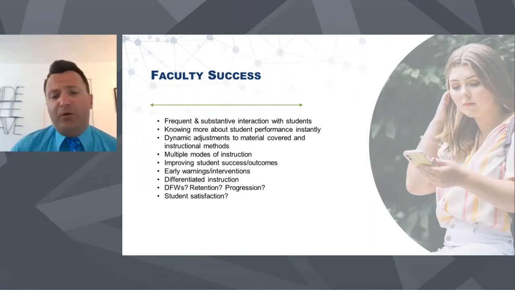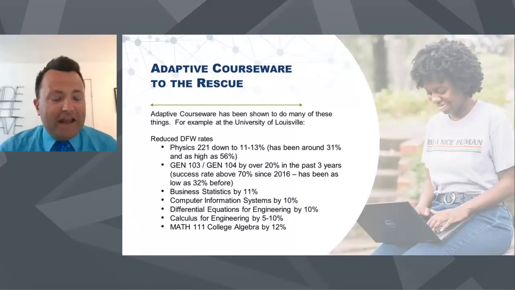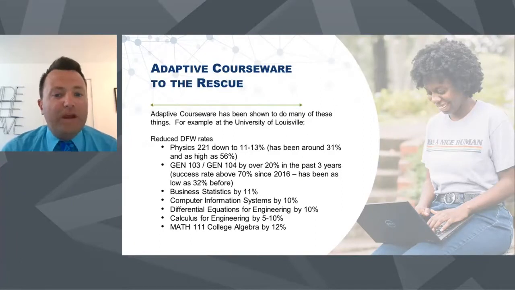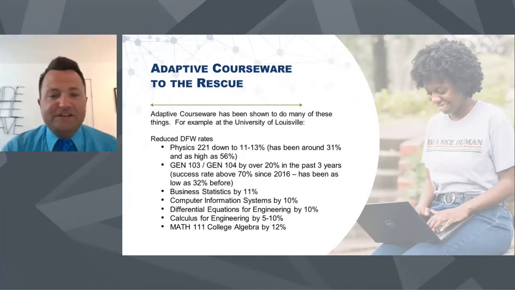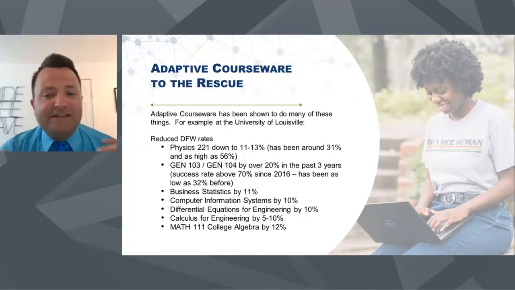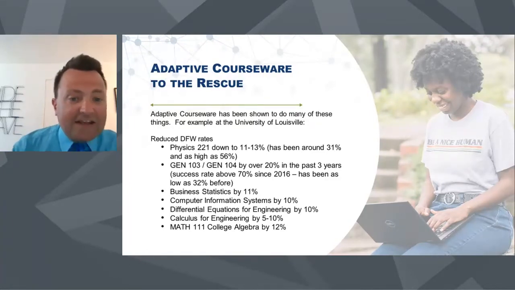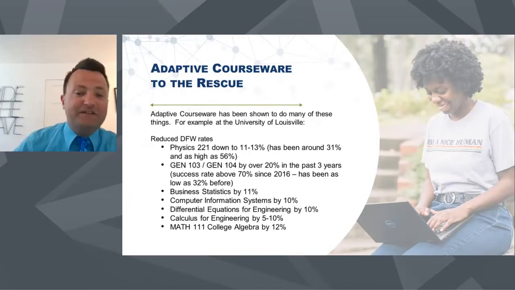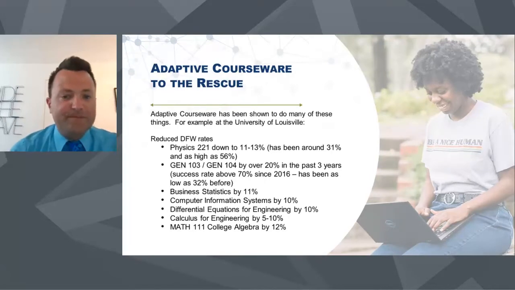But specifically, I want to talk today about how we have looked at improving student success through adaptive courseware. In particular, at the University of Louisville, we have found adaptive courseware to do a few of these things. We have reduced our physics courses' DFW rates by 11 to 13%. It has traditionally been as high as 56%. And we want to see more students successfully completing a course.